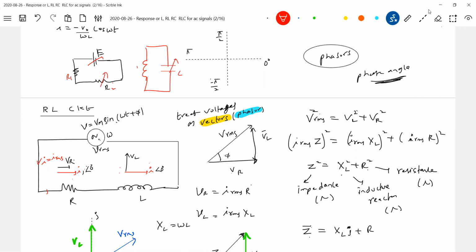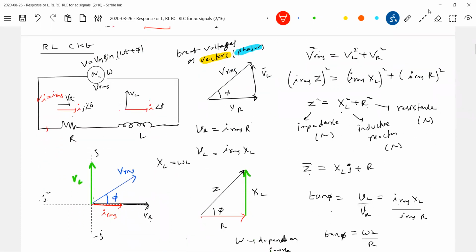Can you vary capacitance? Yes. By varying capacitance, I can control omega. And by varying omega, I can control the current. By controlling current, I can control the power. So it is a new way of controlling power. What is that new way? By varying the frequency of the source, I can control the power dissipation in the circuit.